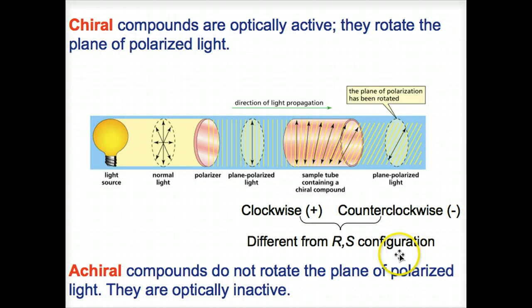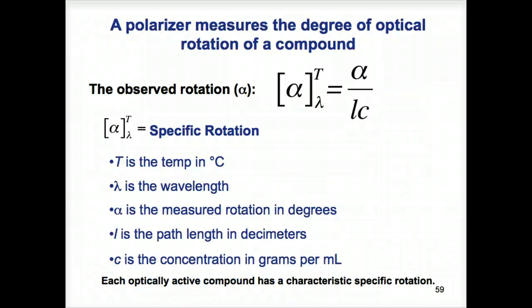Now, sometimes we will say D is somewhat equivalent to a plus, which means to the right, clockwise, and L is sometimes equivalent to a negative sign that's used to mean counterclockwise and to the left. Okay, let's look at this a little further.